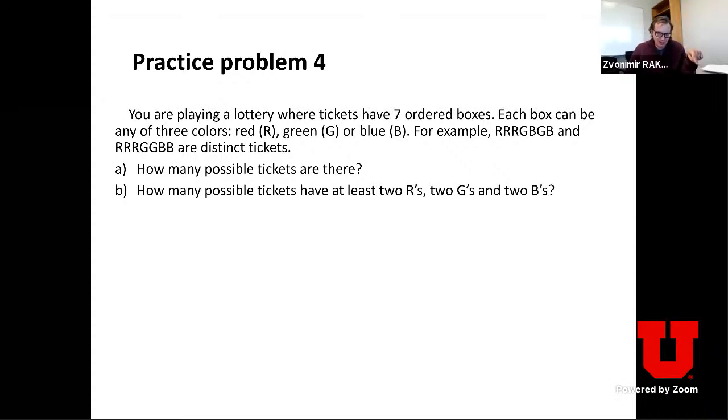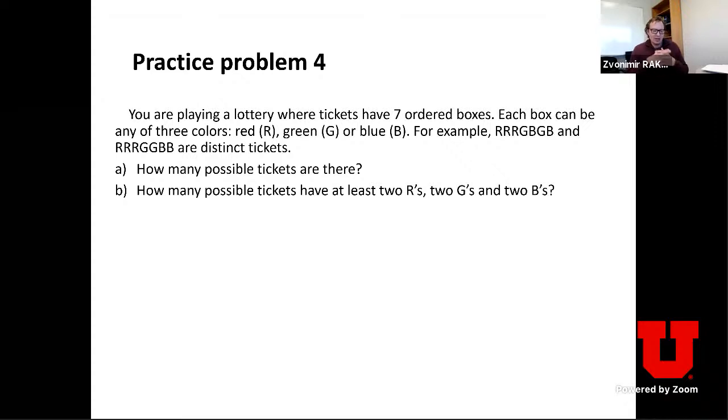There are two questions here. A: How many possible tickets are there? And B: How many possible tickets have at least two R's, two G's, and two B's? The first one should be pretty easy, straightforward. The second one is similar to those problems that we had in the lectures with letters, like Mississippi and how many words can you create. So you can solve it using the same strategy.